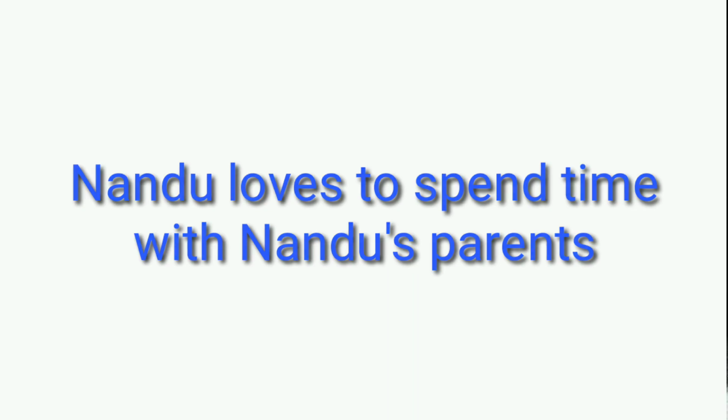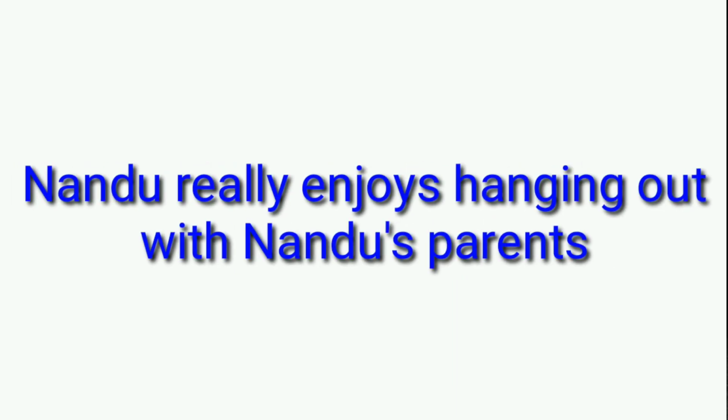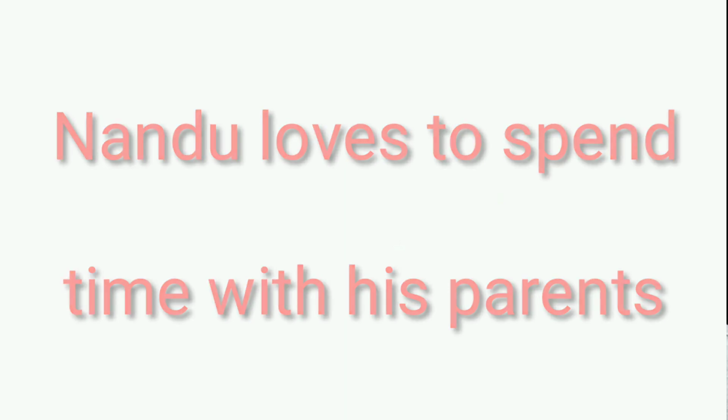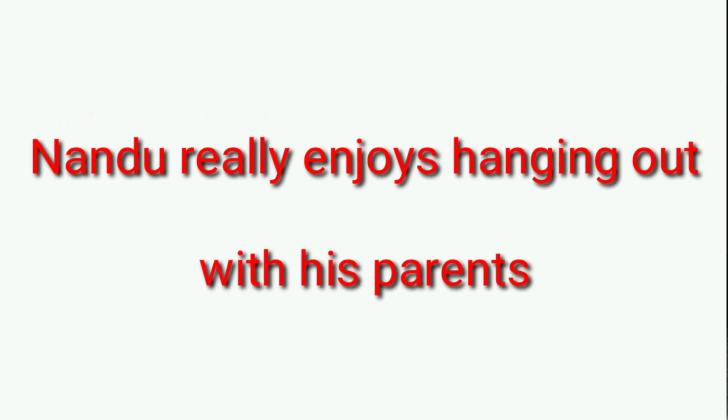Let's see one other example. Nandu really enjoys hanging out with Nandu's parents. Can you identify any mistake in this sentence? Yeah, some words are used more than one time, right? The name Nandu can be replaced with a pronoun. Let's see how it works in this sentence. Nandu loves to spend time with his parents. And how can we replace the name Nandu in the second sentence? Nandu really enjoys hanging out with his parents. I hope you understood why we use pronouns in a sentence, in order to avoid repetition of names.